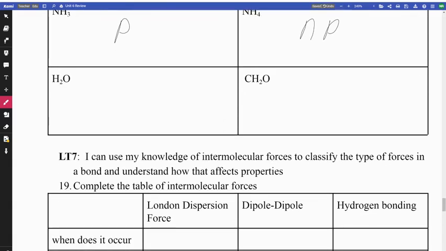H2O, we already talked about that one. That is polar because it is bent. And CH2O, that is going to be trigonal planar, but it's going to have two different types of bonds. So this oxygen is going to pull with more strength than either of these hydrogens, so that is going to be a polar bond.